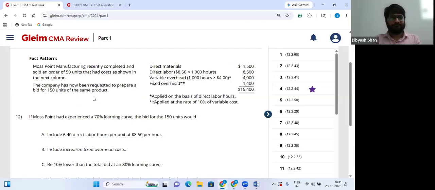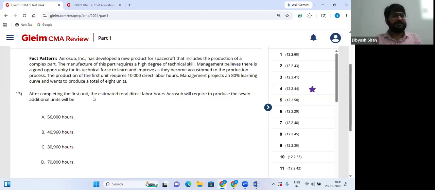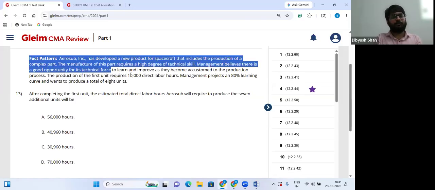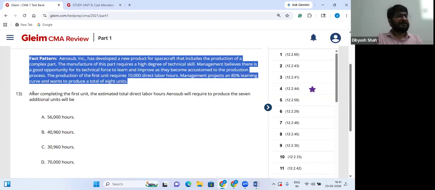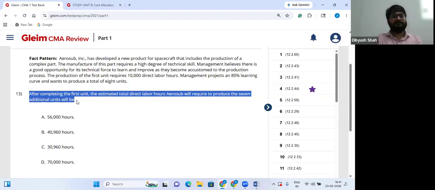No. See, homework. Focus here. Same question, arrow sub and all. Last part has changed. After completing the first unit, the estimated total direct labor hours to produce the next. Yeah, that's it. Everything else is same. So first unit, okay. Next 7, 1 plus 7, that makes it 8.